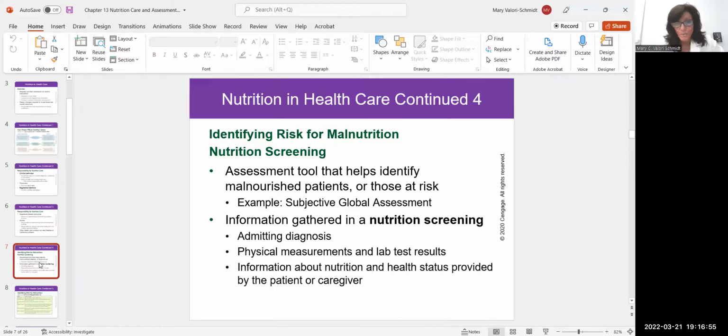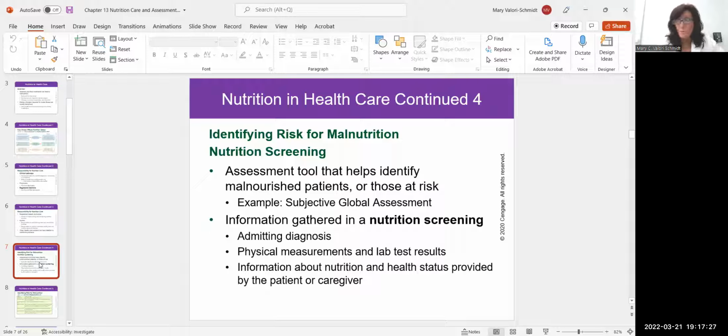Risk for malnutrition. So there are different standardized tools that we can use. One of them is a subjective global assessment. Basically, what we do is we look at the patient and we get what's their admitting diagnosis. What are their physical measurements? In other words, what's their height, what's their weight, and any lab test results. Particularly, we look at things like albumin and pre-albumin. Those are plasma proteins. They're good indicators of someone who's malnourished if they're low. And we get information about the nutritional status and health status of the patient from the patient, and maybe also from their caregiver or their significant other.